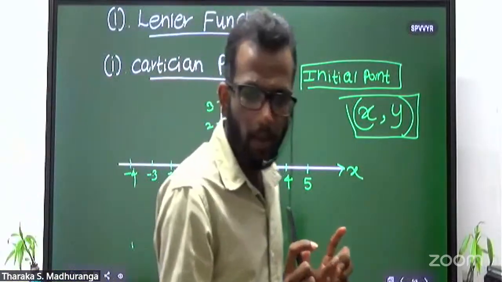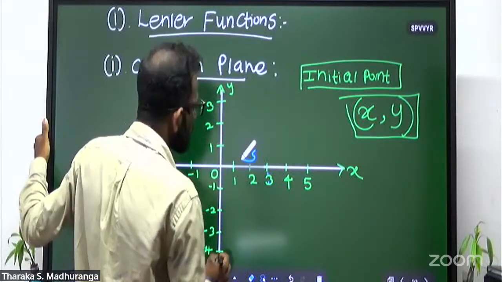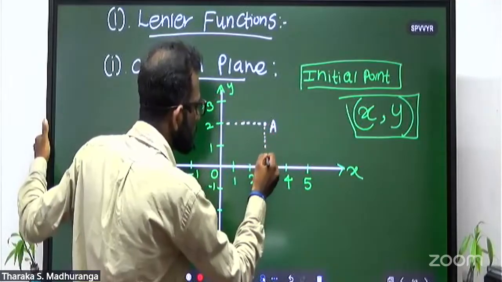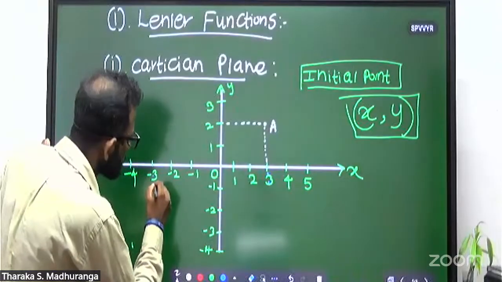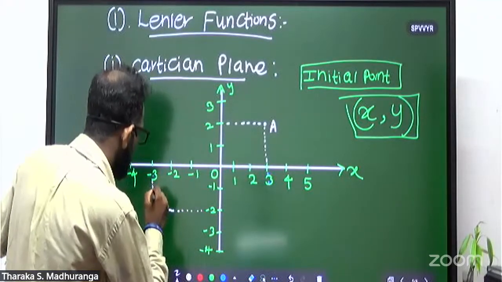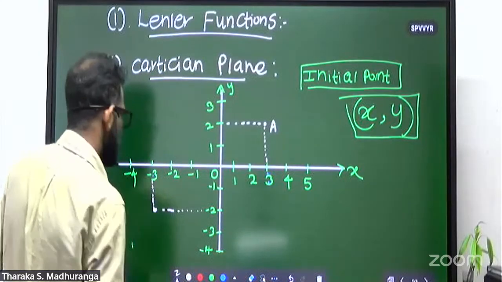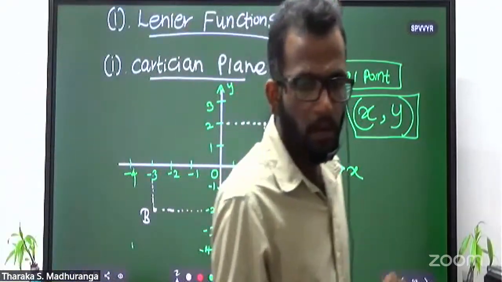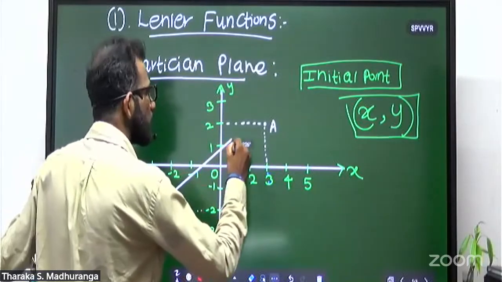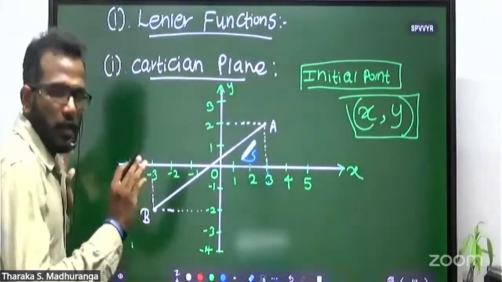Understand, focus very well. Very simple thing I am explaining. Now think this is the point A, and this is the point B. Then think this A and B is a straight line. Now can you see AB is a straight line?